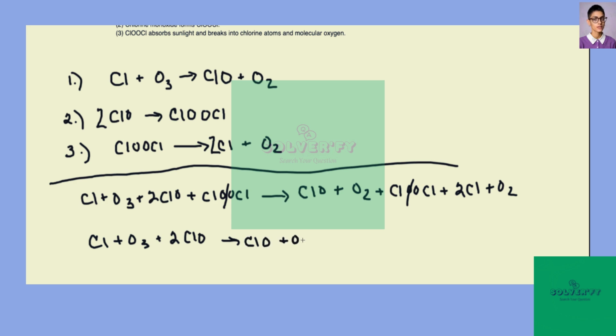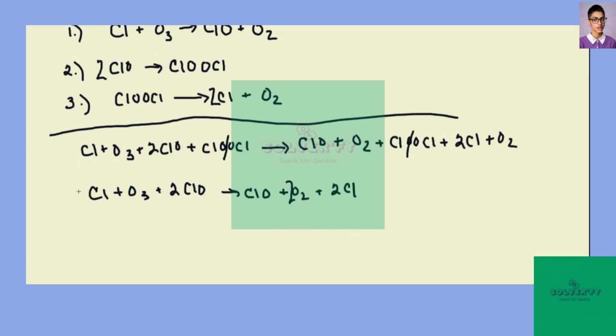So there are two oxygens. And then I can reduce terms. So since there's a chlorine on this side and two chlorines on this side, and this and two here, the overall equation is written as follows.